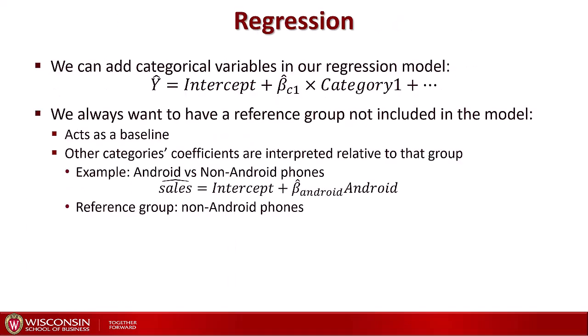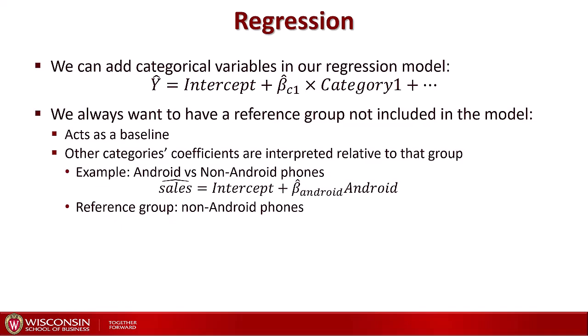We can add categorical variables directly in our regression model. They will have their own coefficient. We always want to have a reference group though, otherwise interpretation and even estimation is going to be difficult. The reference group acts as a baseline and the coefficients for the other categories are interpreted relative to that group. For instance, if we're looking at two possible categories, either the phone is an Android phone, category 1, or it's not an Android phone, category 2.